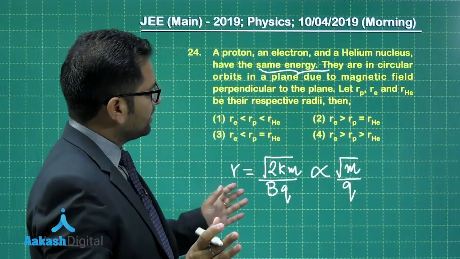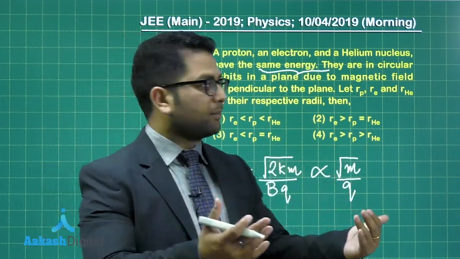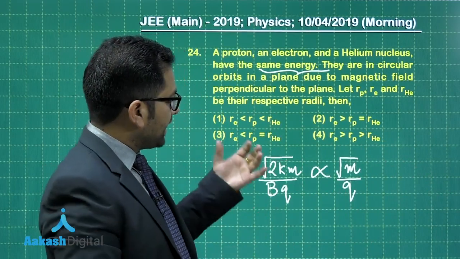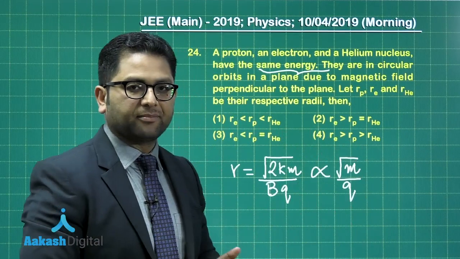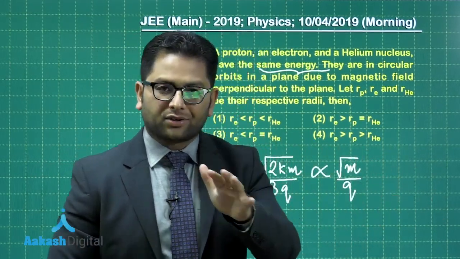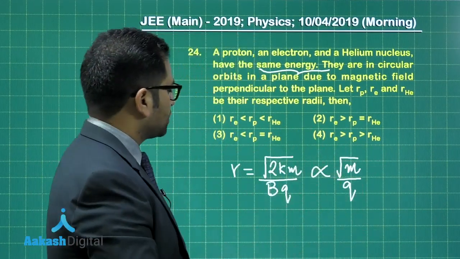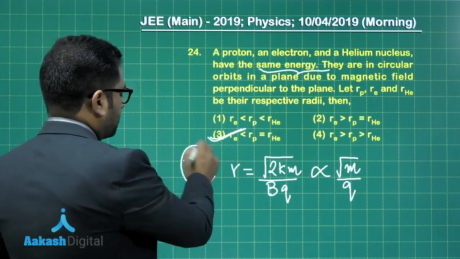And that's quite simple. For proton, if I call the mass is m, for alpha particle, you see, the helium nucleus, that will be 4m. And for the electron, that will be m upon 1837. The charge for proton and electron, both will be e if I talk about the magnitude. And for helium, that will be 2e. So you just put those values and compare the radii. That's a straightforward question. Option number 3 is going to be the correct one. Let's go to question number 25.